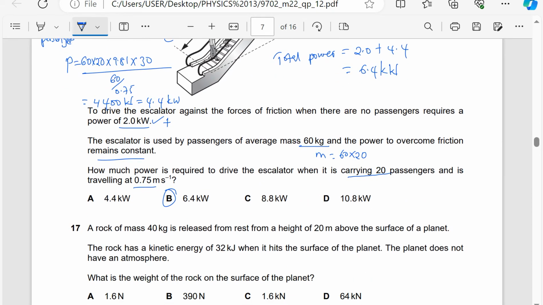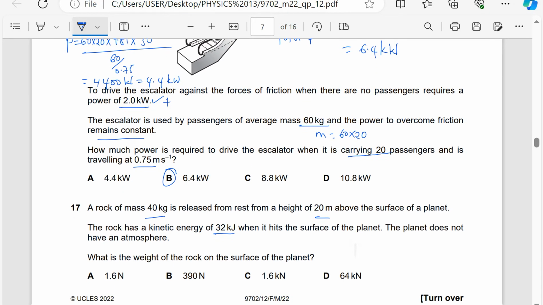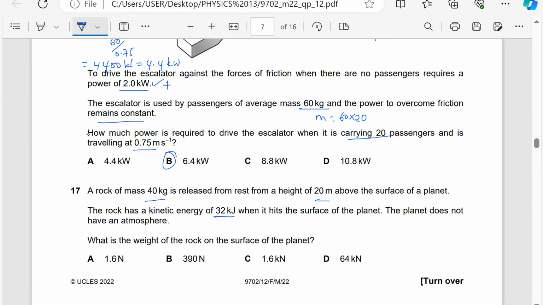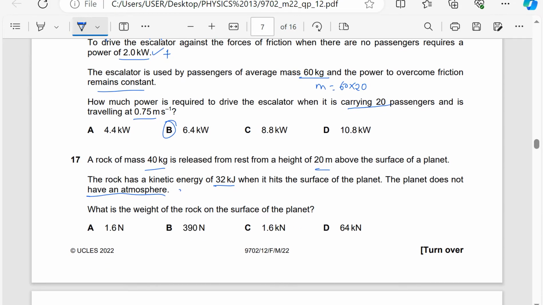A rock of mass 40 kilograms is released from rest from a height of 20 meters above the surface of a planet. The rock has a kinetic energy of 32 kilojoules when it hits the surface of the planet. The planet does not have an atmosphere. That means air resistance is negligible. If it doesn't have an atmosphere, it means air resistance is negligible. What is the weight of the rock on the surface of the planet?